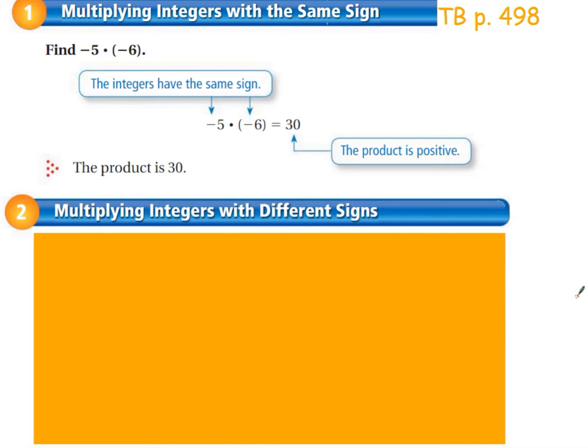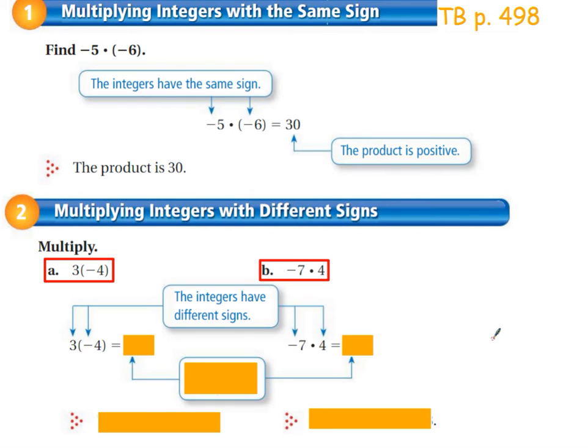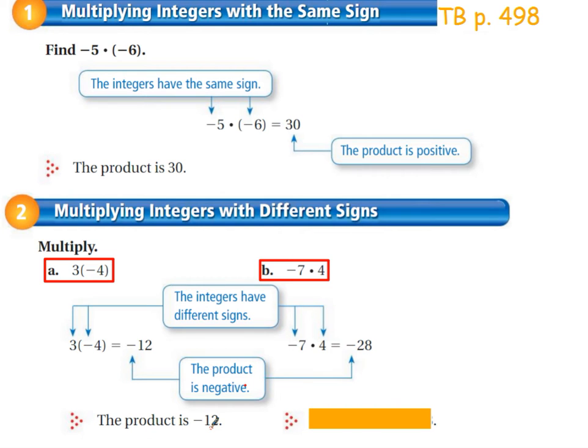So example 2, multiplying integers with different signs. So in the first one, we have 3 times negative 4. The integers have different signs, so the product is going to be negative, which gives us negative 12. In the second example, negative 7 times 4, once again, the two numbers have different signs, so negative 7 times 4 is going to be negative 28. So once again, if you have one positive and one negative number, the product is going to be negative.